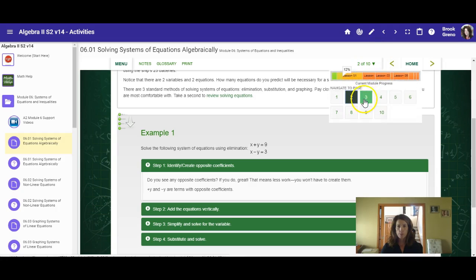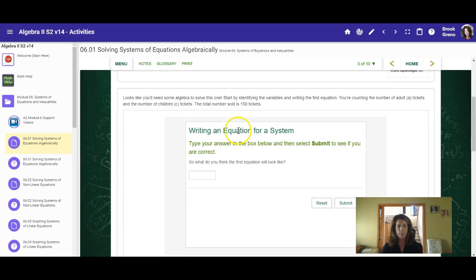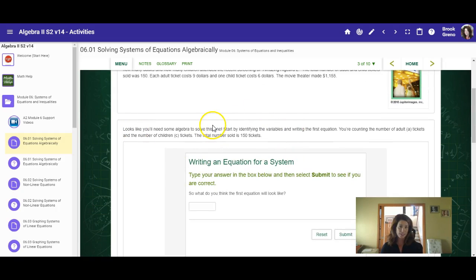As you keep going through the pages, so again, 6.01, here's some real world applications. So interacting with that, guessing what you think the equation is going to look like based on this, since a lot of students, that's part of it is solving an equation, but then being able to have that real life situation and pulling what that equation should look like out of it.